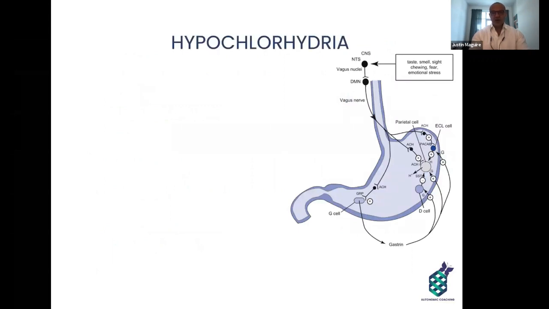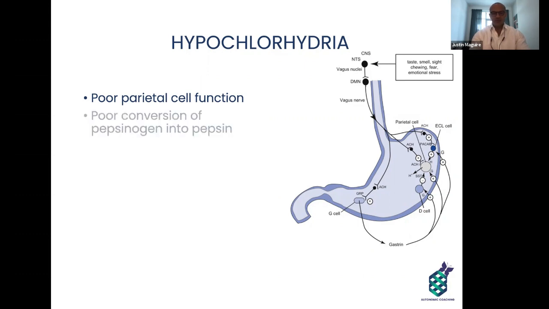Hypochlorhydia, okay, so the hypo meaning a deficiency or a lack of chloric acid, so it's a lack of hydrochloric acid released through the stomach. It is often due to poor parietal cell function that can occur over time due to poor feedback loop of a stress response, which we'll get into a little bit later. Poor conversion of pepsinogen into pepsin occurs, which is required for protein digestion to take place.